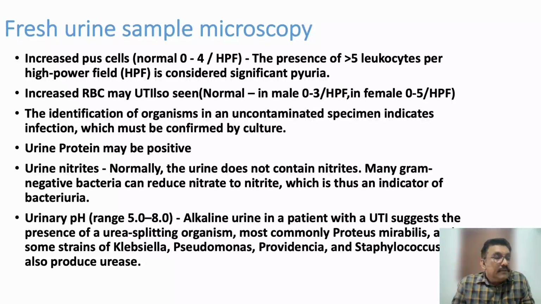Whenever there is urinary tract infection you can get associated urine findings: proteinuria can be there, and urine nitrite can be positive. Many gram-negative organisms can reduce nitrate to nitrite. Then it is an indicator for bacteriuria. Urine pH: alkaline urine in a patient with UTI suggests the presence of urea-splitting organisms like Proteus, some strains of Klebsiella, Pseudomonas, Providencia, like that. So pH also will give you some clues towards the diagnosis. But the most important diagnostic feature will be pus cells.